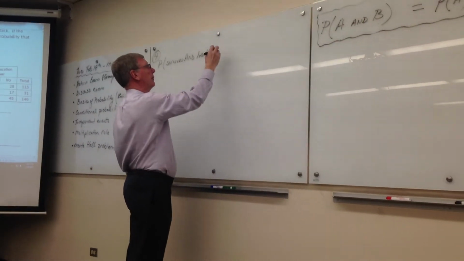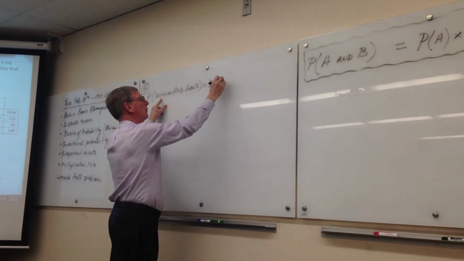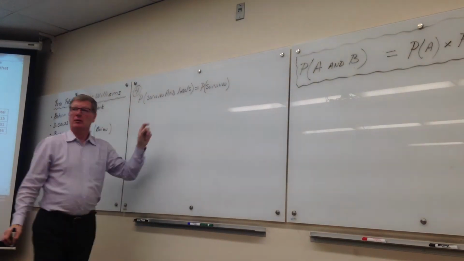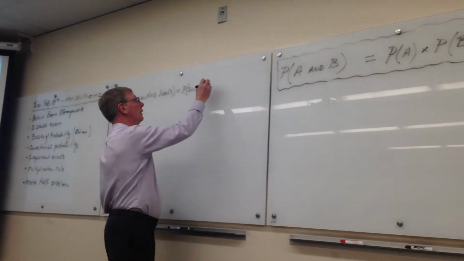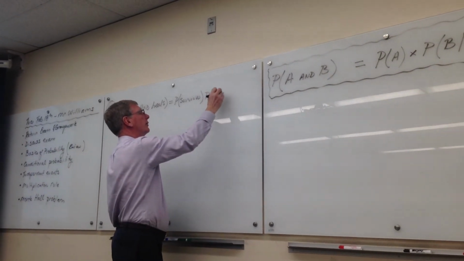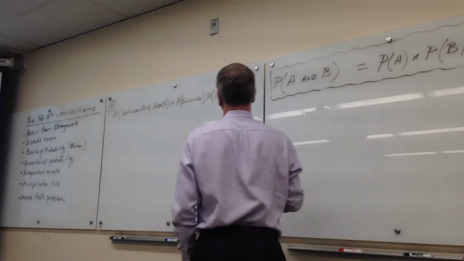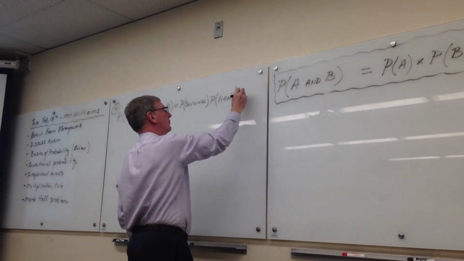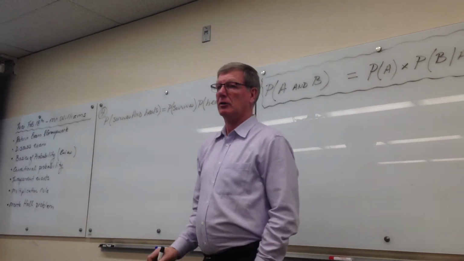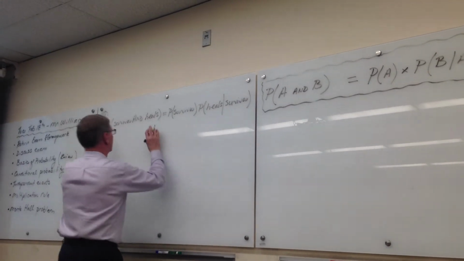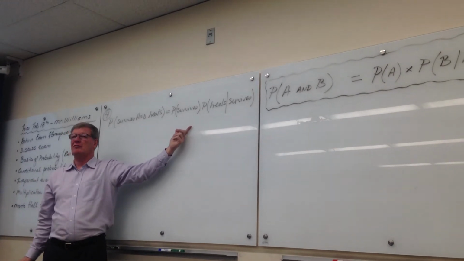So what's that equal to? Well, that's equal to the probability of A, which is the probability it survives, times the probability of heals, given that the person survives. Right? So what's the probability that the person survives? What does the doctor say about the chances of survival?